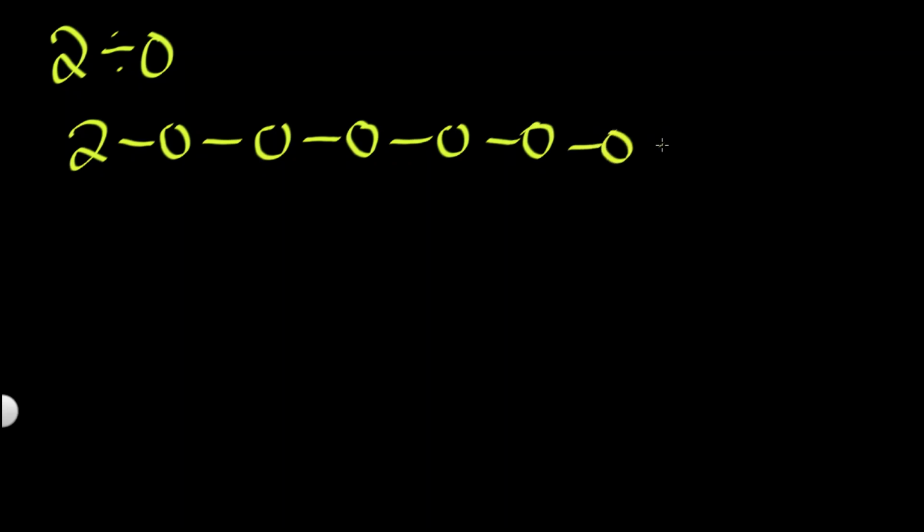So if we come here, you minus 0, you still have 2, you minus 0, you still have 2, you minus 0, you still have 2, and so on, until this thing does not end. In other words, the number of times that you have to subtract 0 repeatedly from 2 to get a 0 is actually infinite.